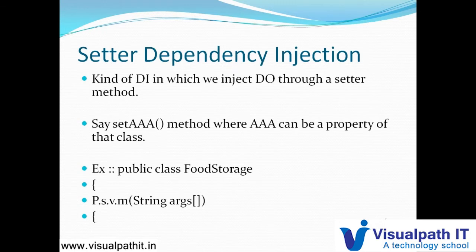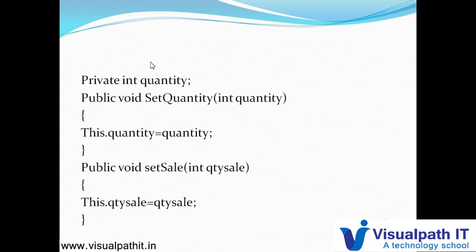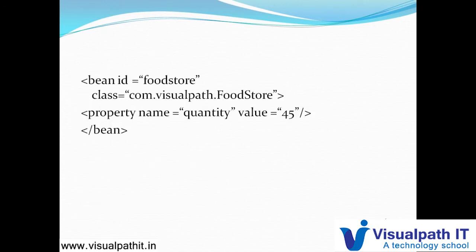So the setter method injects the values from the bean configuration file. For example, we have a public class FoodStorage in a food store, where the main function will have a variable called quantity of the food, setQuantity, and setSale. Both are methods inside it. So what is happening in the bean configuration file? We have the food store as well as the path of the food store, and the property name is quantity and its value is defined here. So through the setter injection, we are injecting the values of the object.